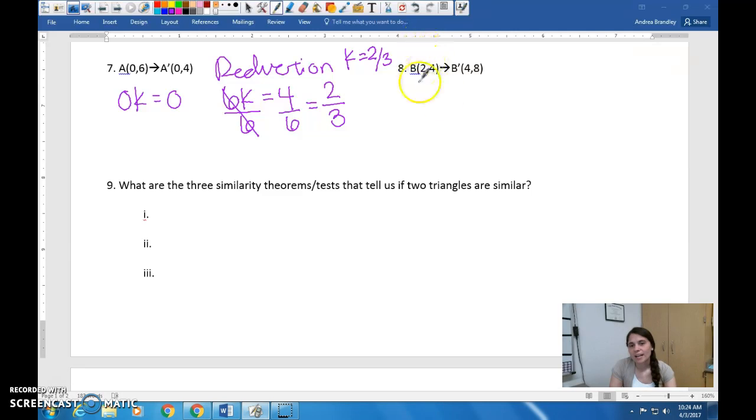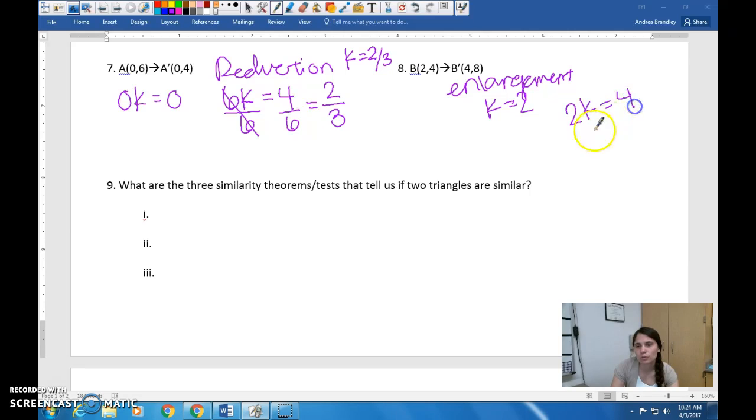And then on number 8, my points are getting bigger, so this is an enlargement. And what do I multiply (2,4) by to get to (4,8)? Well, most people would say 2, but if you don't know, you could set up 2 times the scale factor equals 4, divide by 2 on both sides, and 4 divided by 2 is 2.